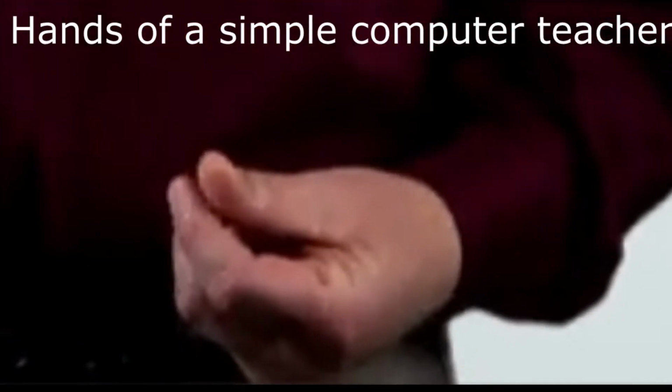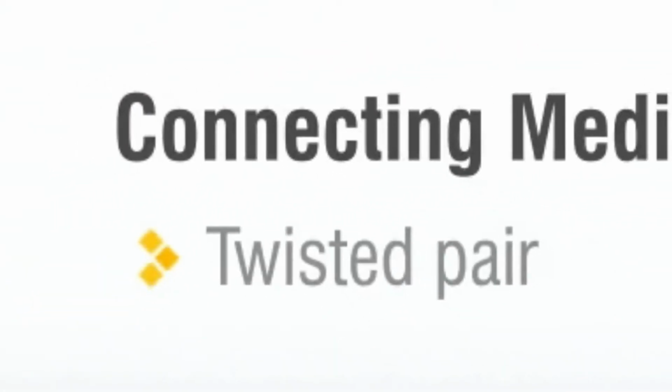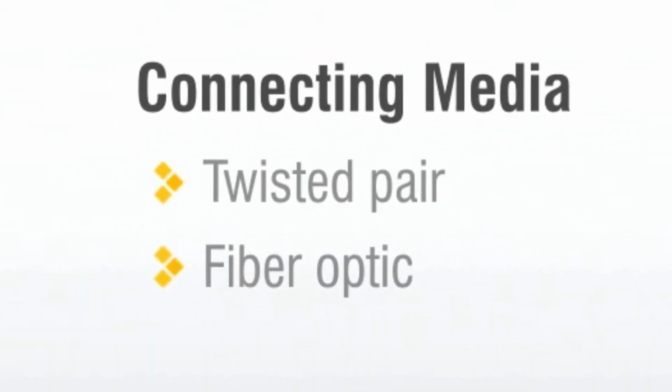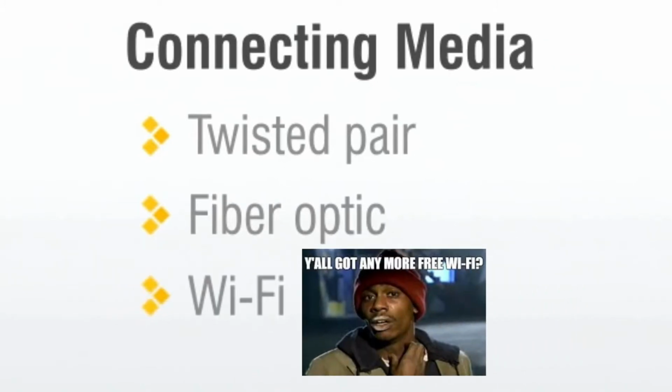Now, in order to communicate, these computers and other devices have to be connected together in some way. And this is done using connecting media. So we can use twisted pair cabling, we can use fiber optic cables, we can even use Wi-Fi radio signals as a type of connecting media to connect all these different devices together.